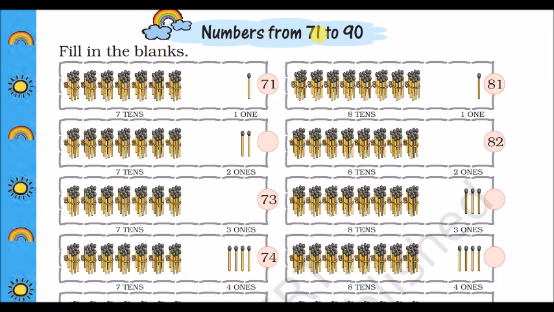Numbers from 71 to 90. 7 tens and 1. 7 and 1, 71. 7 tens and 2 ones. 7 and 2, 72. 7 tens and 3 ones. 1, 2, 3. 7 and 3, 73. 7 tens and 4 ones. 7 and 4, 74.